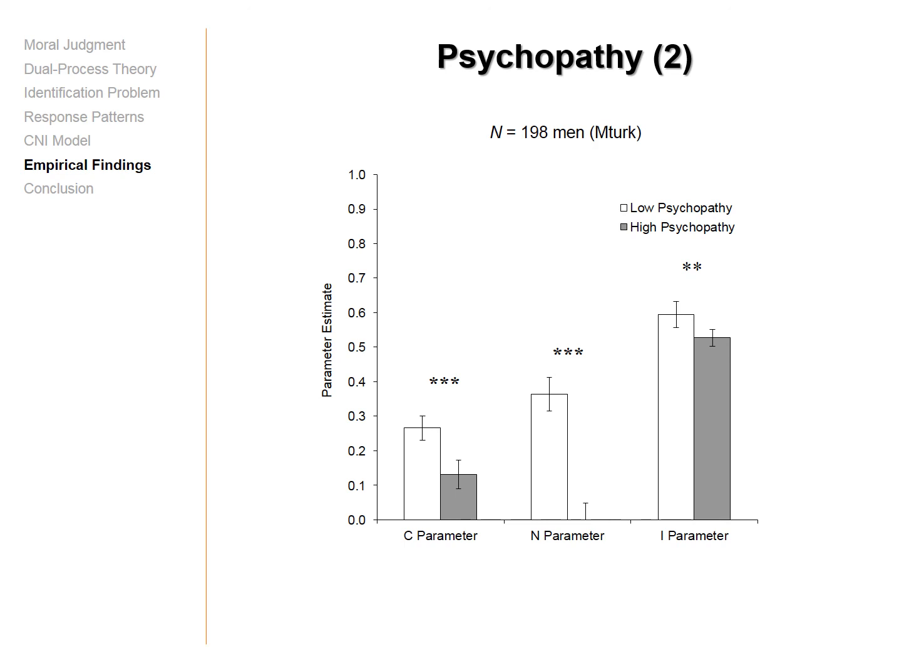There was also a significant difference on the C parameter, showing that participants high in psychopathy were less sensitive to consequences than participants low in psychopathy. And finally, there was a significant difference on the I parameter, showing that participants high in psychopathy were less action averse than participants low in psychopathy. Although the obtained differences on the C and I parameter were only marginal in our earlier study, both effects were statistically significant in the current one. So together, the two studies demonstrate the usefulness of the CNI model in providing more nuanced insights that cannot be gained with a traditional dilemma approach.